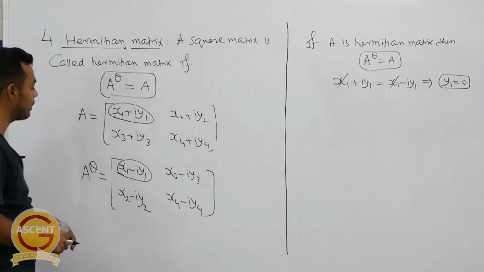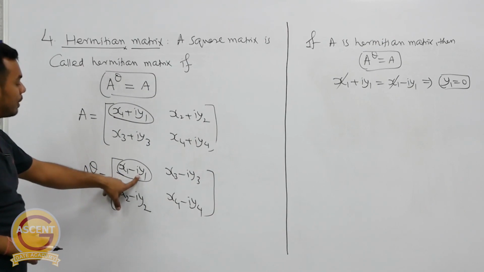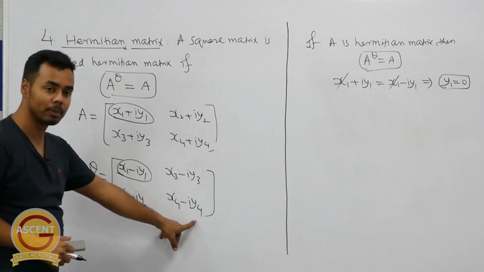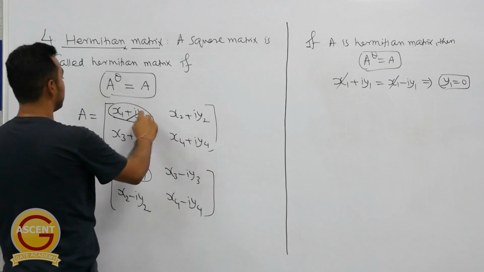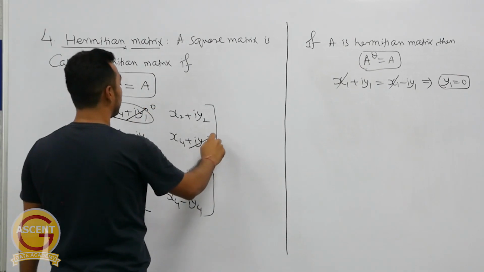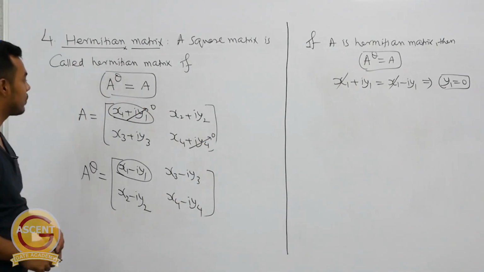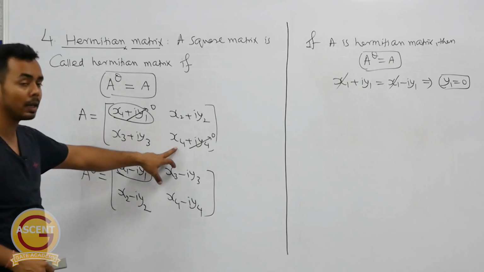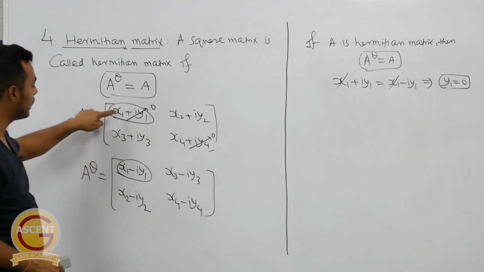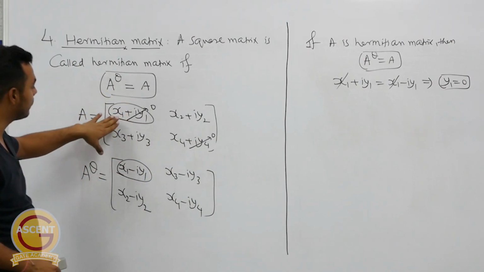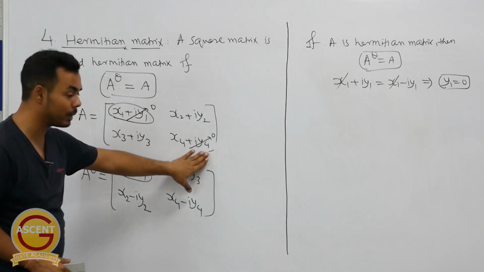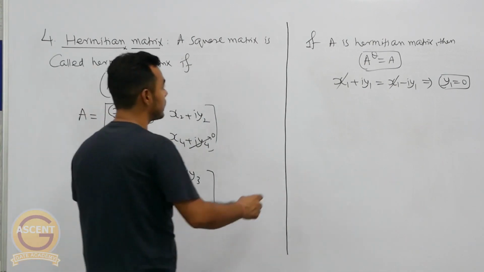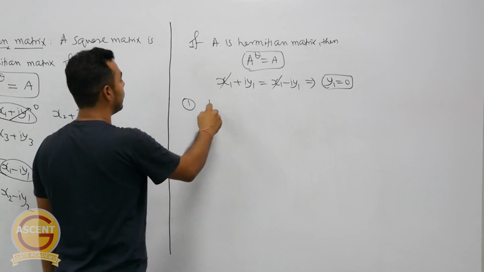In case of a Hermitian matrix, the imaginary part of a diagonal element is zero. Similarly, you can show that y4 is also 0. If A is Hermitian, then y1 is 0 and y4 is 0. So this means for diagonal elements, you will have purely real numbers. The imaginary part of those complex numbers will be 0. So this is the first point in case of a Hermitian matrix.